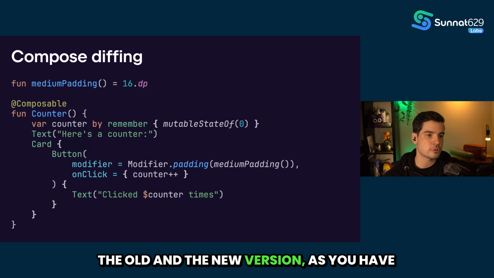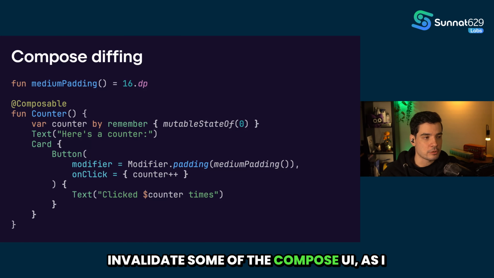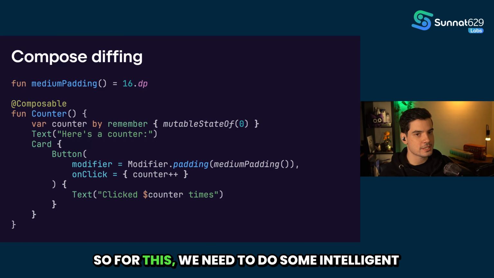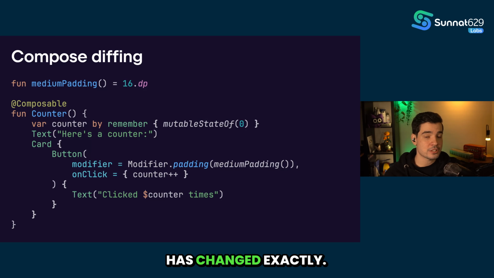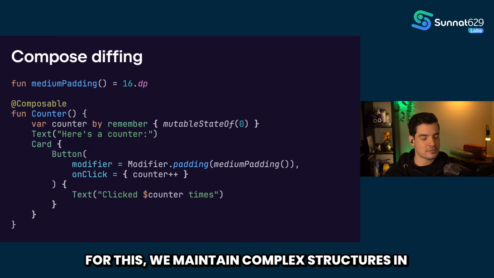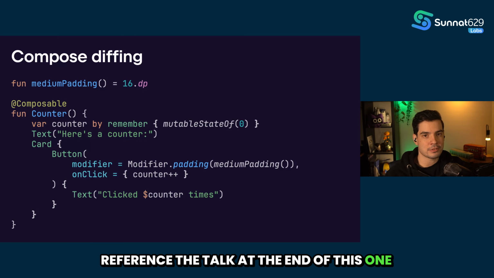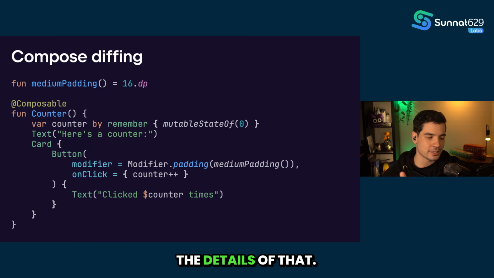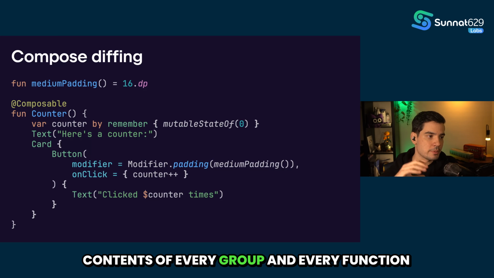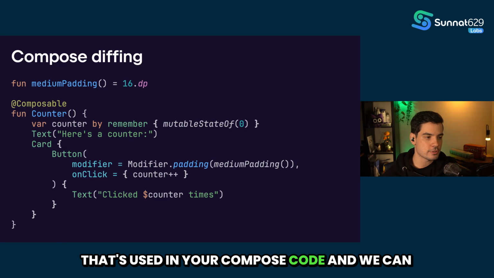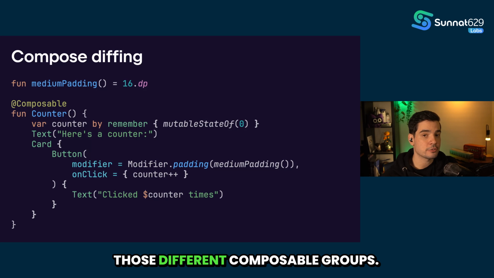So once we have all of the classes changed and the bodies of functions reloaded across the old and the new version, as you have made your code changes, we also need to invalidate some of the Compose UI, as I mentioned. So for this, we need to do some intelligent diffing of which part of the Compose code has changed exactly. For this, we maintain complex structures in the background, and I'll reference a talk at the end of this one that you can check out if you want to learn the details of that. But essentially, we keep track of the contents of every group and every function that's used in your Compose code, and we can detect changes in the bytecode of each of those different composable groups.